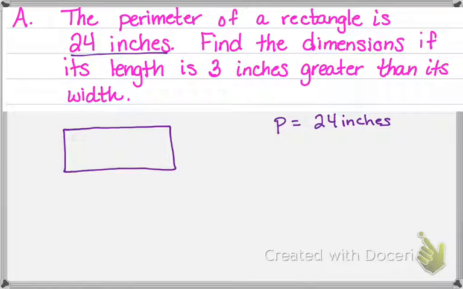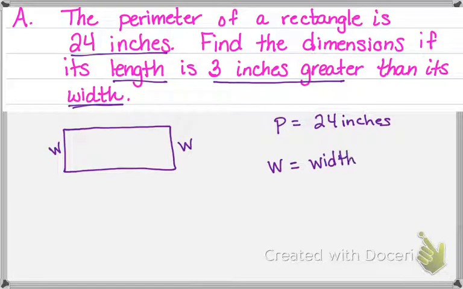So we know that this is made up of length and width. And it says, find the dimensions if the length is 3 inches greater than the width. Well, we don't know the width. So let's call the width W. So there's my variable. So here I'm going to define it. W is going to stand for width. That's the only variable I'm using. I don't need an L because that has another setup. It says the length, which we have not marked yet, is 3 inches greater than its width. Well, if we call the width W, then the length is W plus 3.